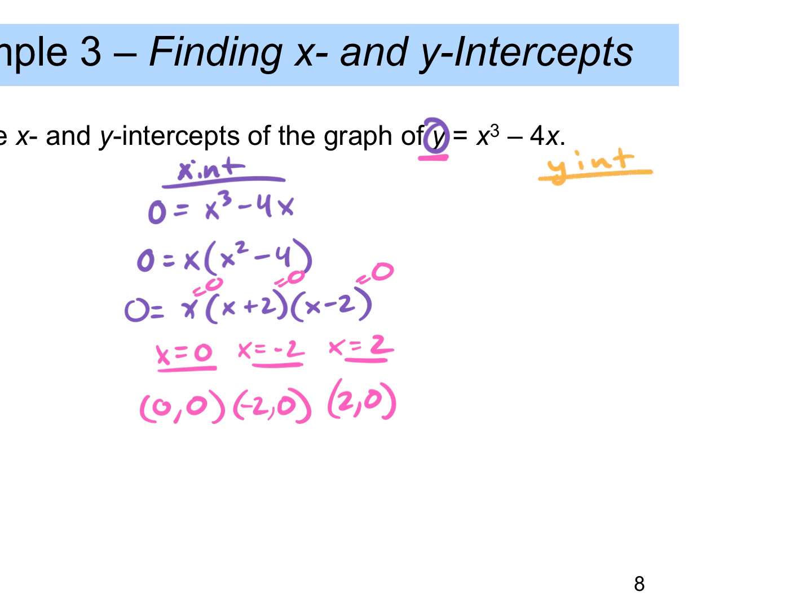Next we're going to find the y-intercepts. So to find the y-intercepts, we plug in 0 into the x's. So we have y is equal to 0 cubed minus 4 times 0. So y is equal to 0. So here our y-intercept, we put the y-intercept into the y spot, 0 we plugged into the x, so 0 goes into the x spot, so 0, 0. So these would be our y-intercepts.